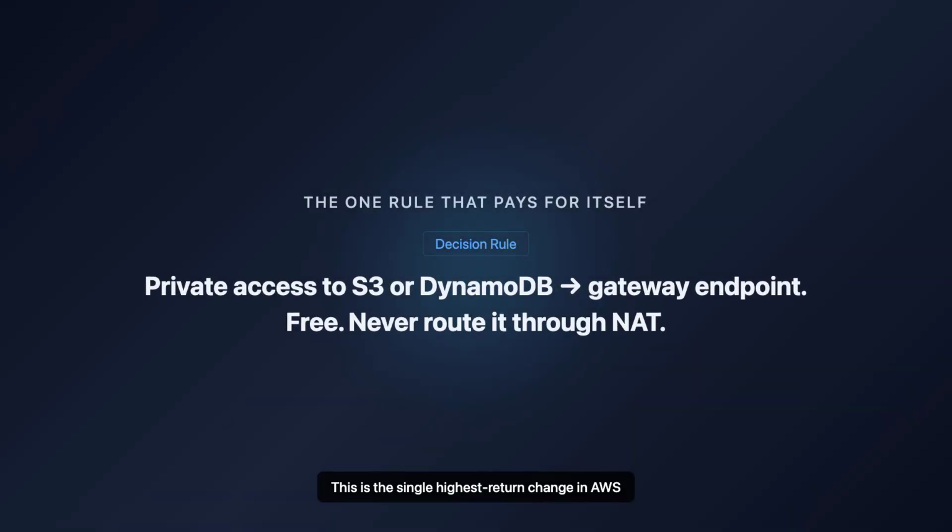This is the single highest return change in Amazon Web Services networking, so make it a reflex. When a private subnet needs S3 or DynamoDB, the answer is a gateway endpoint. It's free, it needs no application code change, and it performs better than the NAT path. Never route S3 or DynamoDB traffic through a NAT gateway when the question asks for the most cost-effective solution.